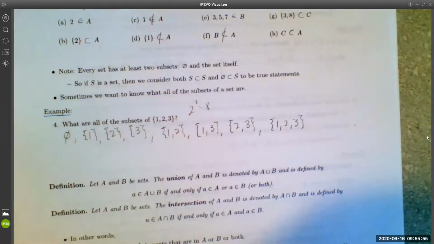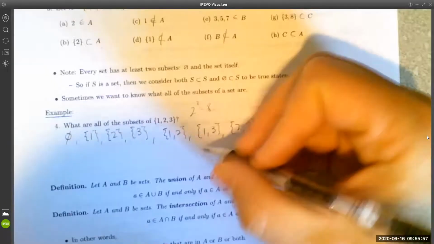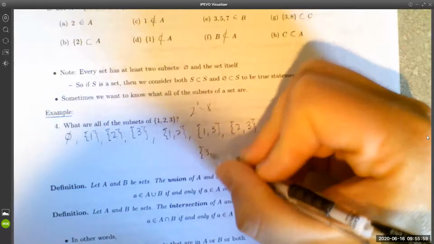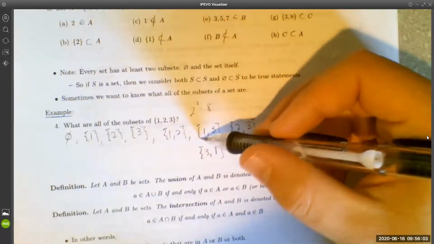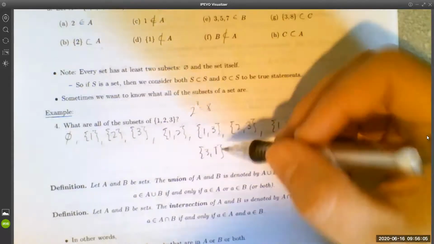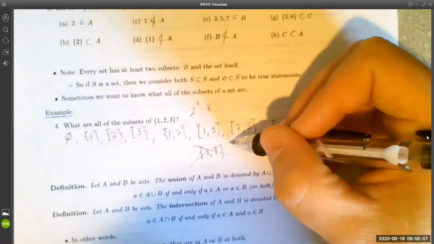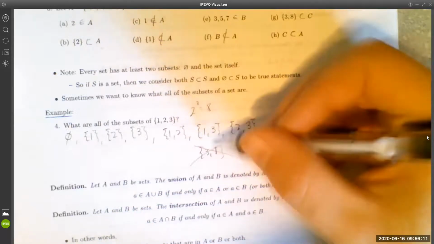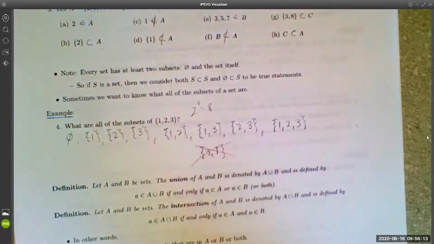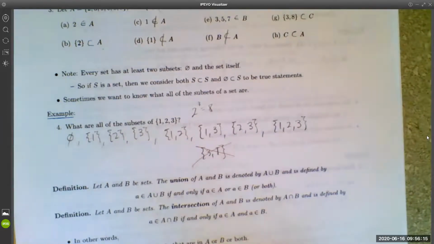So those are all the subsets. You might be wondering, well, what about the set {3, 1}? Is that not also a subset? And the answer is yes, it is, but it's already accounted for here, right? Because the order in which the elements are listed doesn't matter. So this is not a different set than this, right? They're the same set. Okay, so that's subsets.